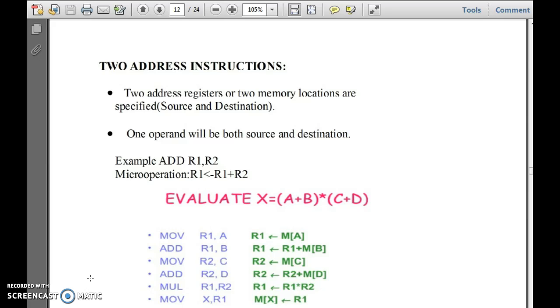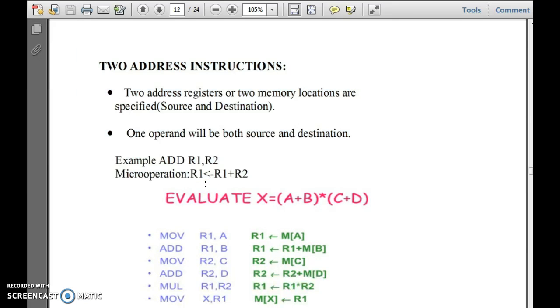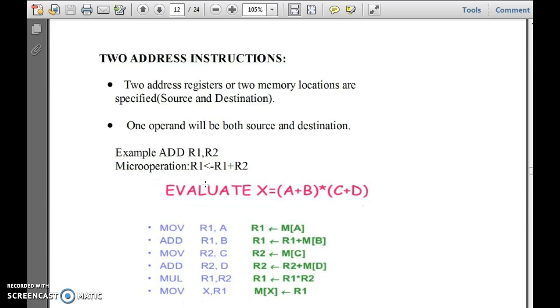In the same example, to write x equals a plus b into c plus d as 2-address instructions, we first move the value of a to R1, and we add this a value placed in R1 with b. Again we do the same for c: c is moved to R2 and R2 is added with d. So a plus b is placed in R1 and similarly c plus d is placed in R2. In the same way, we multiply R1 and R2 and place the result in R1, and finally this R1 is moved to the memory location X.